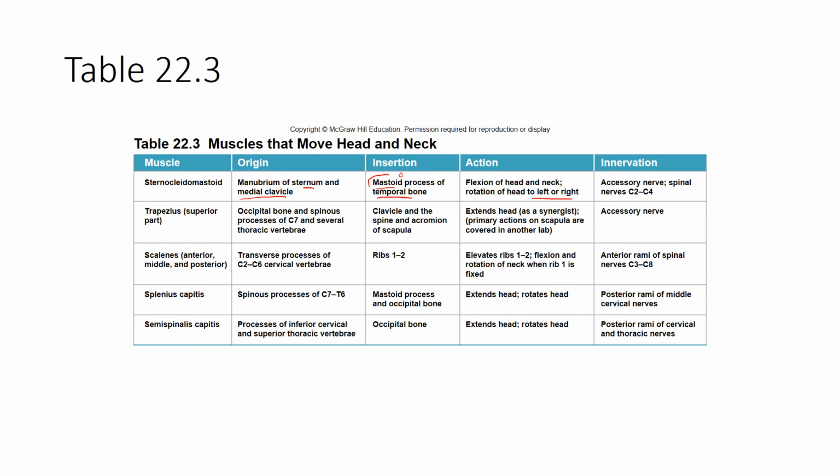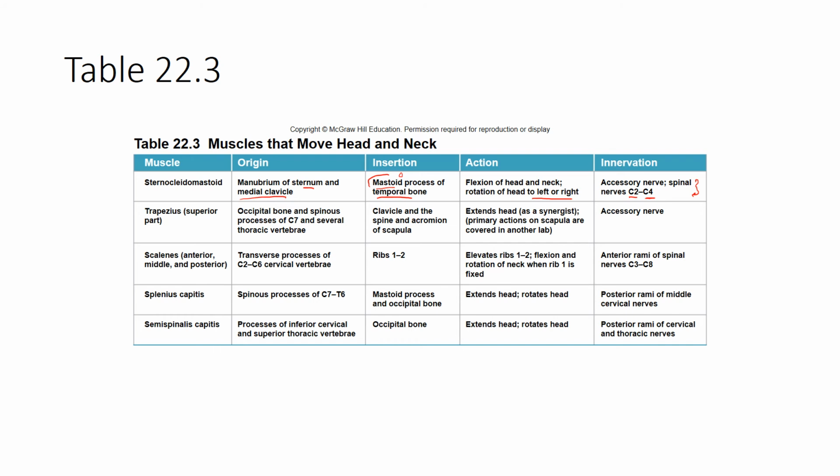And the innervation will be the accessory nerve and spinal nerves C2 to C4. Although you're going to study these nerves in detail next semester, the brachial plexus and the different kinds of nerve roots, you'll understand this more when you study the nervous system next semester at Bio 160.